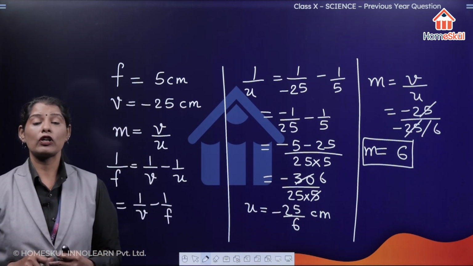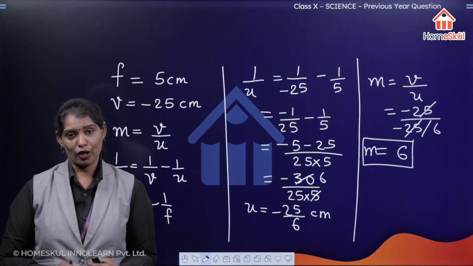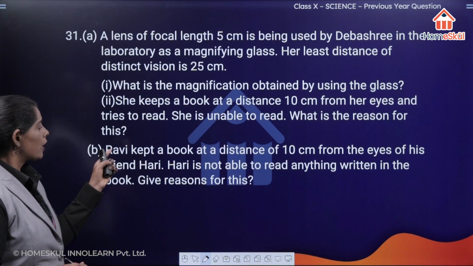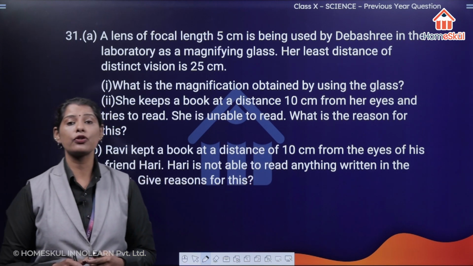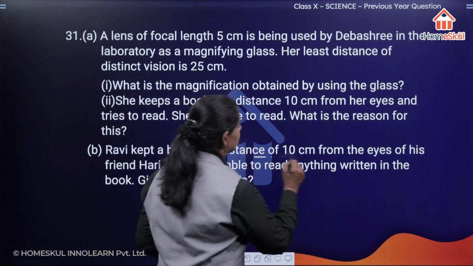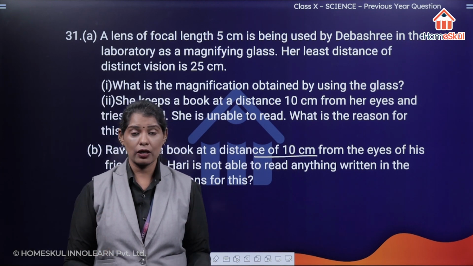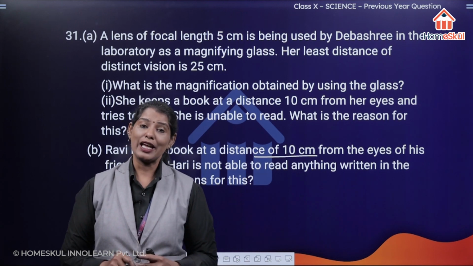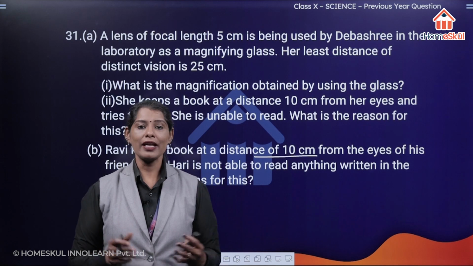So here the distance given was 10 centimeter. That is why she is not able to read properly. Okay, and again in the third part, that is B part, Ravi kept a book at a distance of 10 centimeter from the eyes of Hari and he is not able to read anything. The reason is the same. The distance is given to be 10 centimeter, which is less than 25 centimeter. That is the least distance of distinct vision for a normal human eye. So again, Hari will not be able to read anything if it is kept less than 25 centimeter.